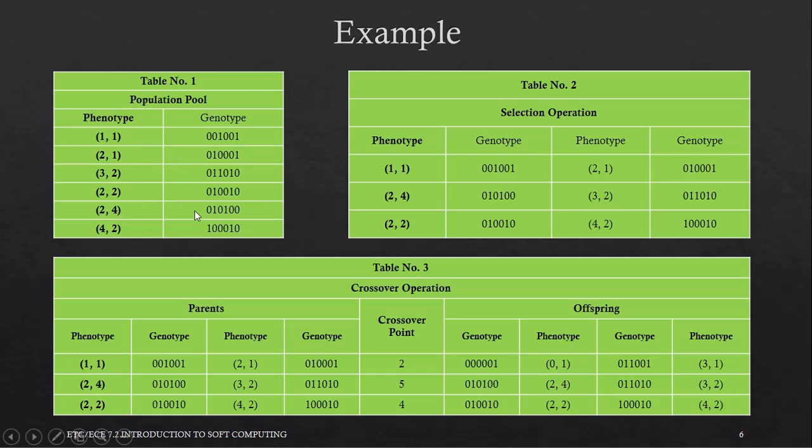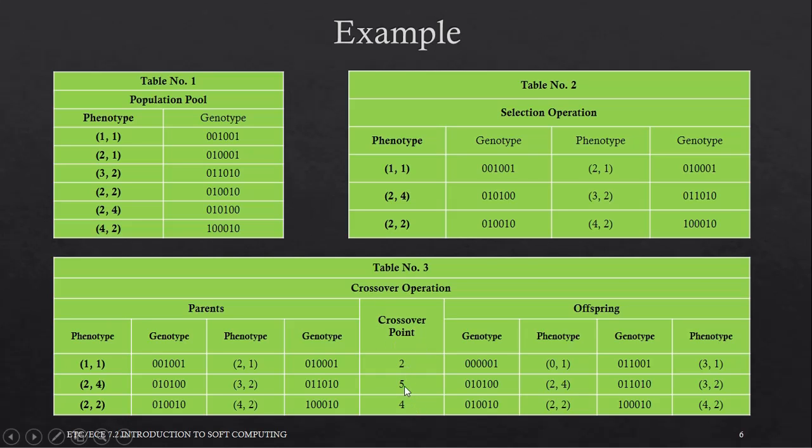Now in table number 2, the selection mechanism has selected pairs of individuals for crossover operation. So we see that the phenotypes 1,1 and 2,1 have been selected for crossover. 2,4 and 3,2 have been selected. 2,2 and 4,2 have been selected. In table number 3, the crossover operation is performed. The mechanism used here is known as single point crossover.